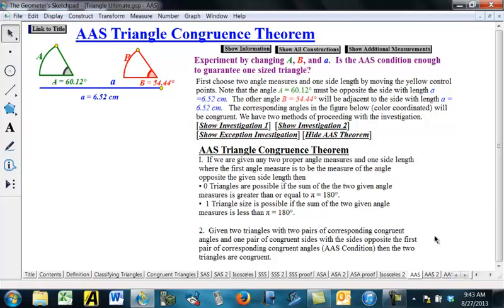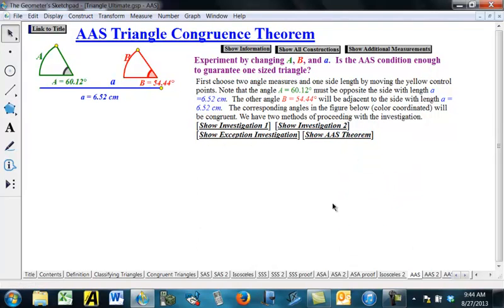The other way we can think of it is if we're given two triangles with two pairs of corresponding congruent angles and one pair of congruent sides, where the sides opposite the first pair of corresponding congruent angles are congruent, that's the AAS condition, then the two triangles have to be congruent. So AAS is enough to guarantee congruence of triangles.